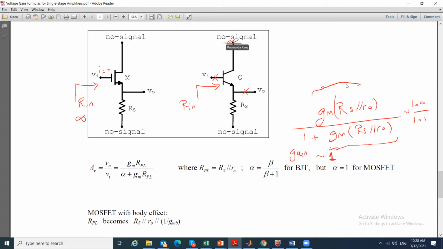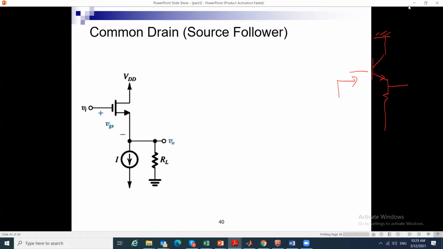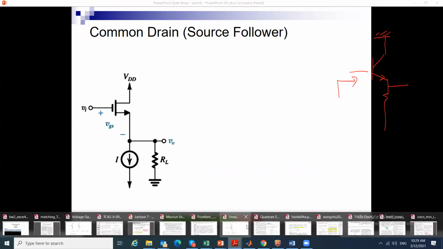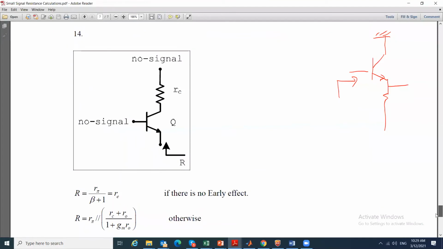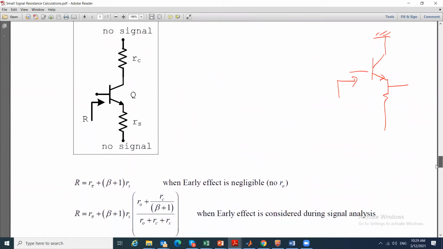Let me draw it here. This has a gain of 1. Let me draw the circuit so that we go to the resistor sheet and try to see what the input resistance is for such a circuit. If we open the resistor sheet, I need to find which equation applies. I need to be looking from the base, so I'm going to look from the base of the BJT.